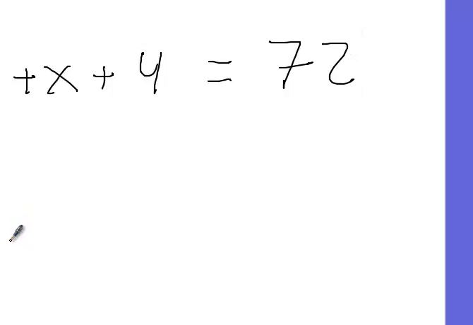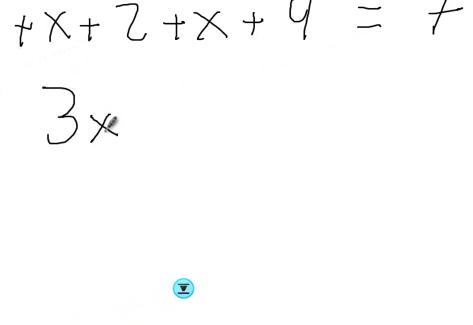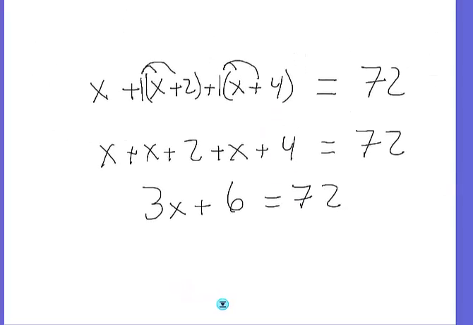Next we have to combine like terms. We have an x, an x, and an x, which gives us 3x. 2 plus 4 gives us 6, which is equal to 72. So that's the first step. We simplify both sides of our equation. The next step of solving equations is to get everything with an x variable to one side, and everything without an x to the right side. So we have 3x here.